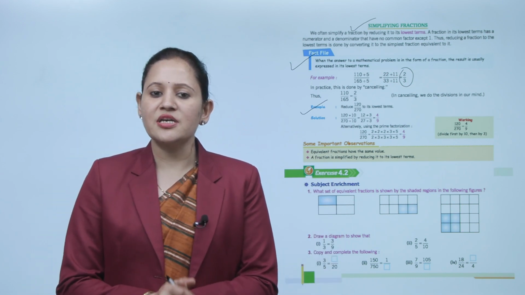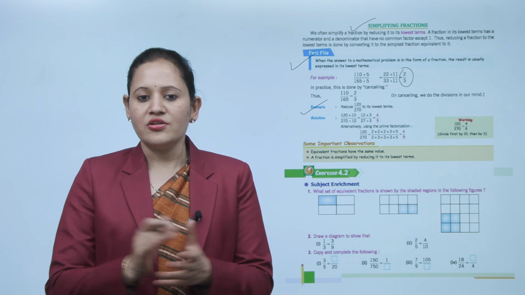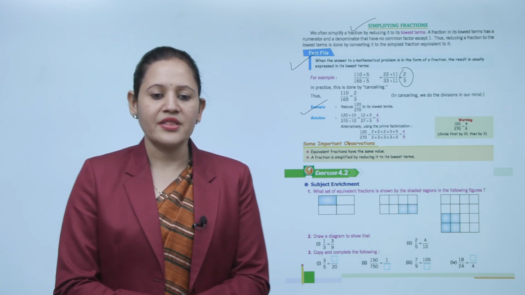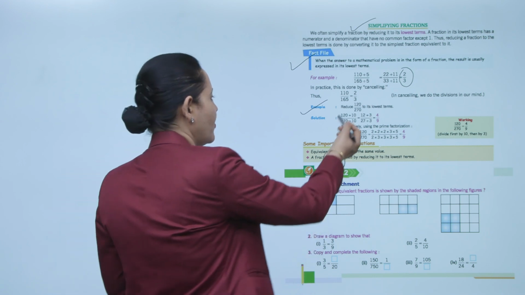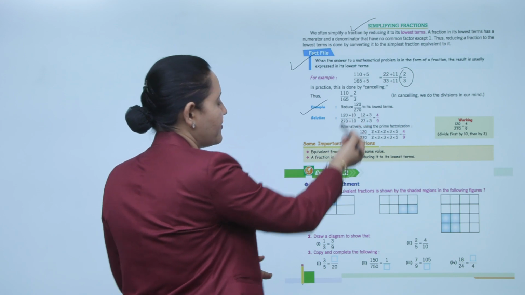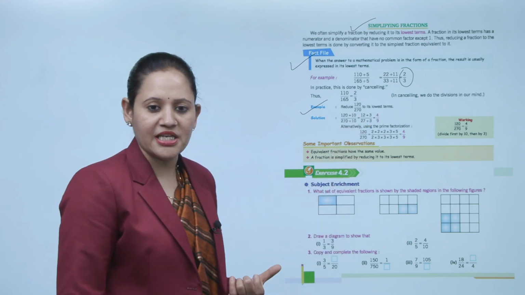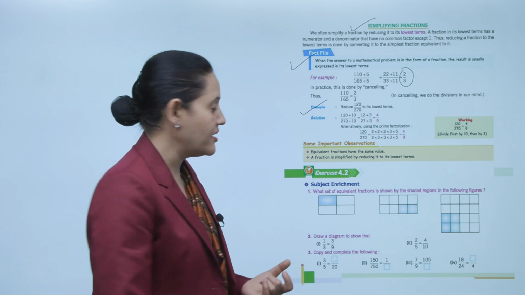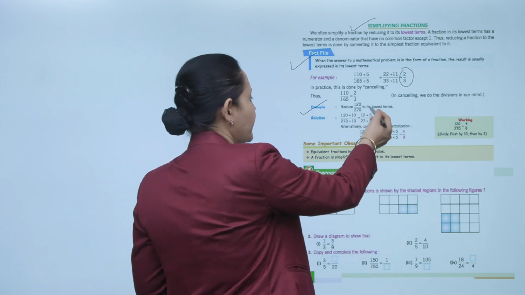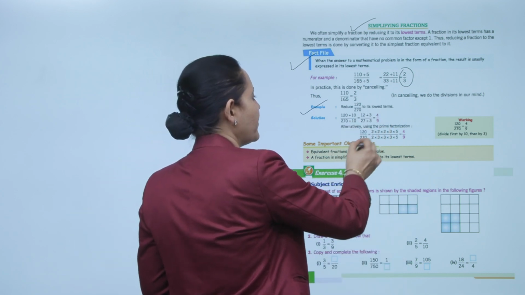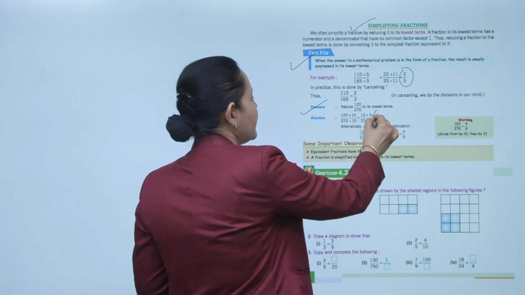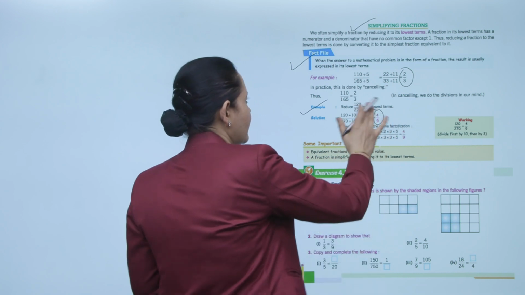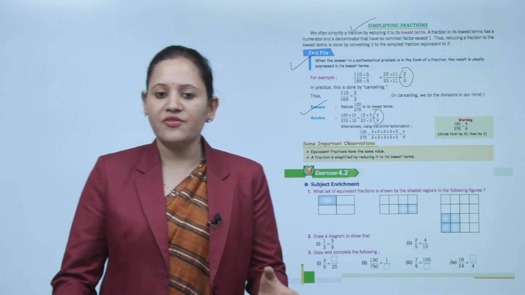Reduce 120 upon 270 to its lowest term. Now, here what we have done? We have divided both the numerator and denominator by 10. So, we'll get 12 upon 27. Now, we'll divide by 3. Both the numerator and denominator will get 4 by 9. That is the lowest term of that given fraction.